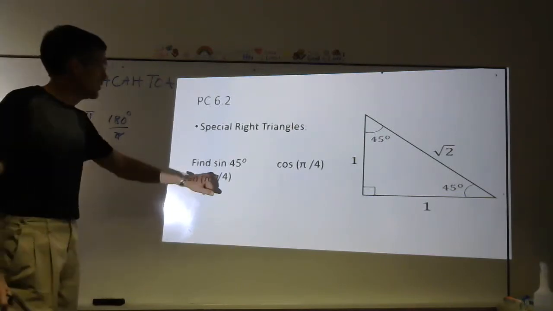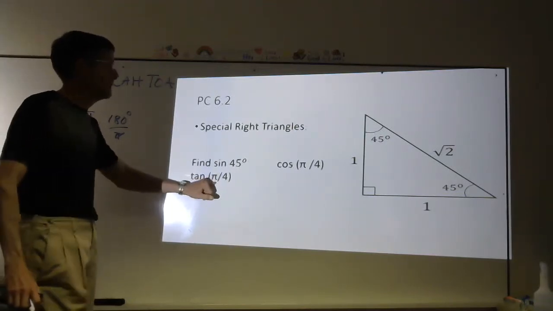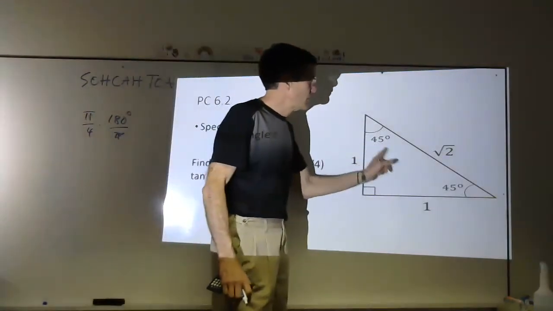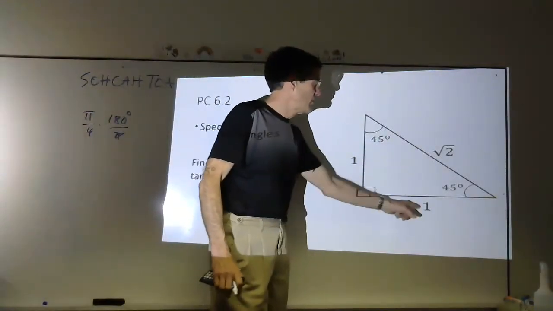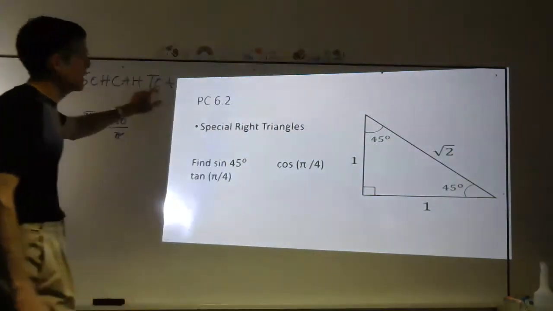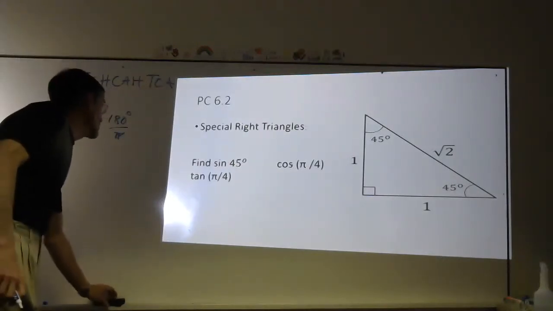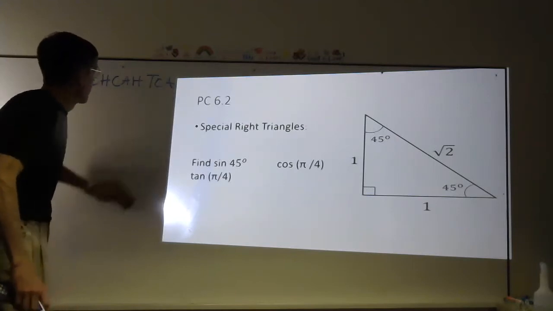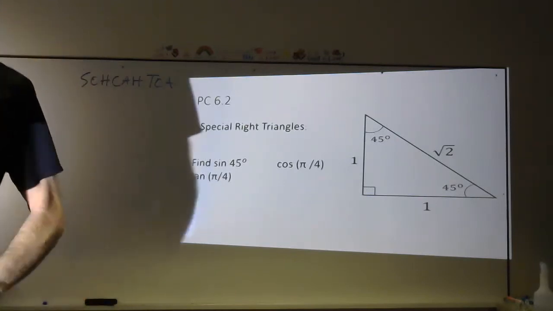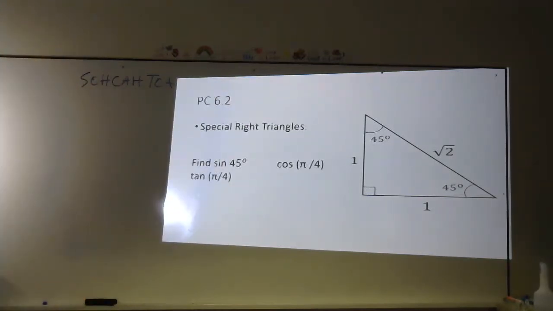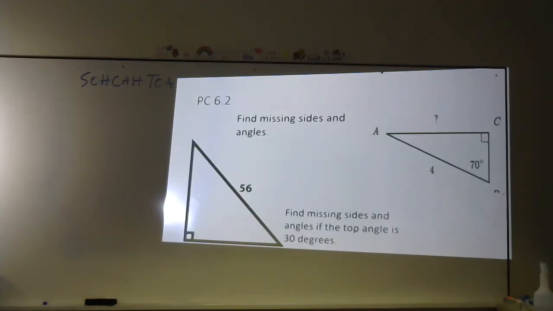How about the tangent of pi over 4, which is the tangent of 45? Tangent of 45 is opposite over adjacent. Opposite over adjacent, 1 over 1 for the tangent. Okay? Is this bringing back memories of high school?